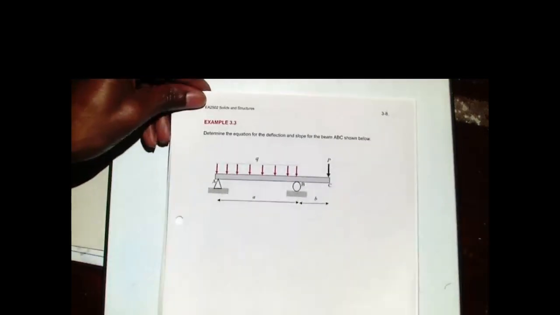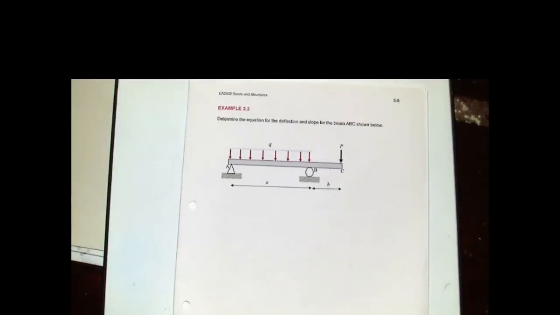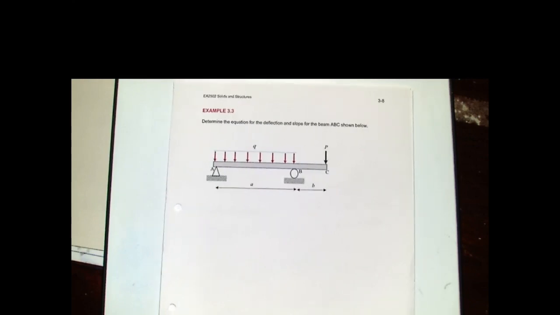So let's go back to this. I'm going to start. Here it's the same thing. We want to find the deflection. I'm going to put some numbers in. Hopefully we'll be able to finish this before today ends.